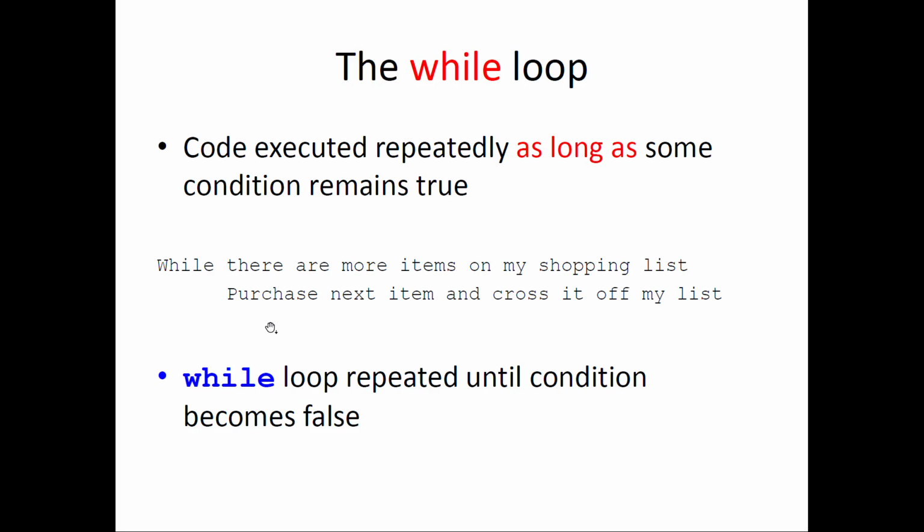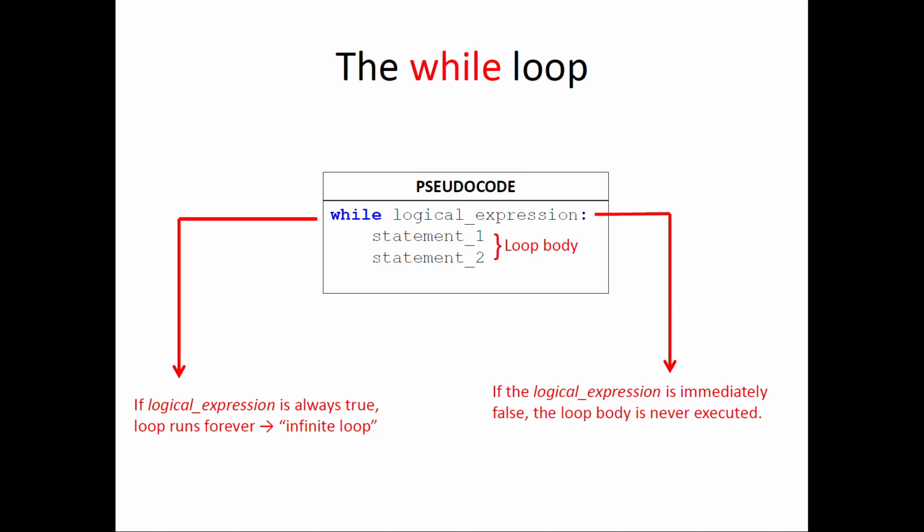So basically, like here, while we have an item in the shopping list, then purchase the next item and cross it off the list, right? So if you have some items in your list, then you want to go through all of that, and then at the end of the list, you would stop. A while loop works this way.